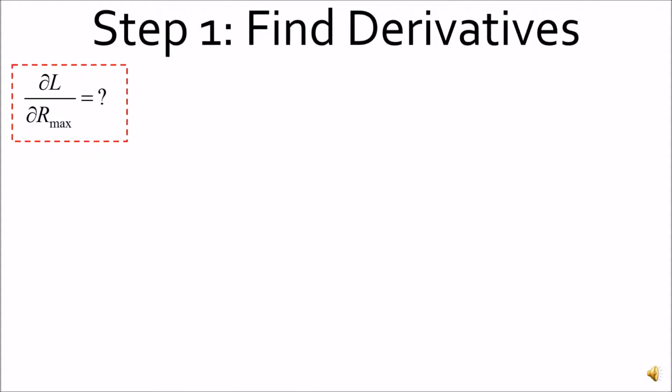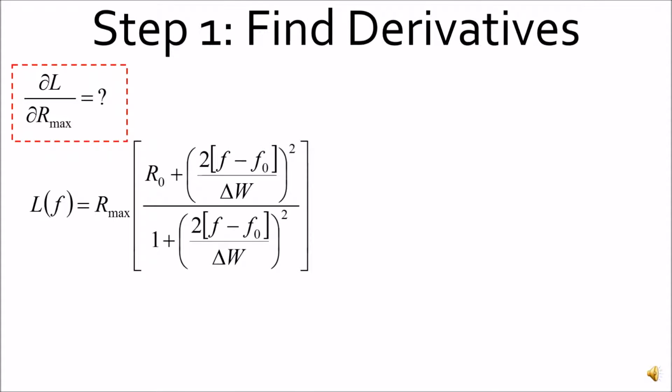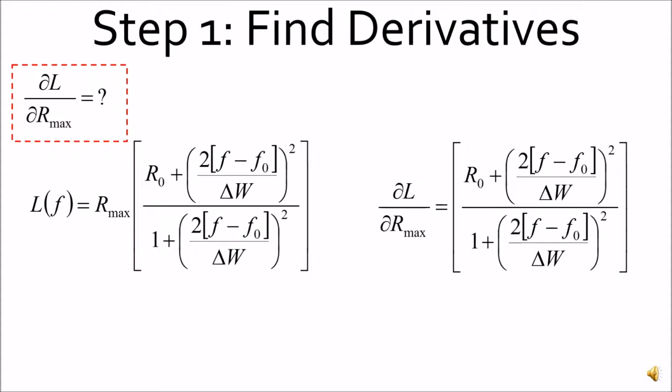So let's start with Rmax. This is a reasonably straightforward one. We see that basically our Lorentzian function is linear in Rmax. So in that case, all we do is we just drop the power by 1 multiplied by the power, which of course just means we get rid of Rmax. So that's a very straightforward one. It's just basically the same function, but with the Rmax value set to 1.